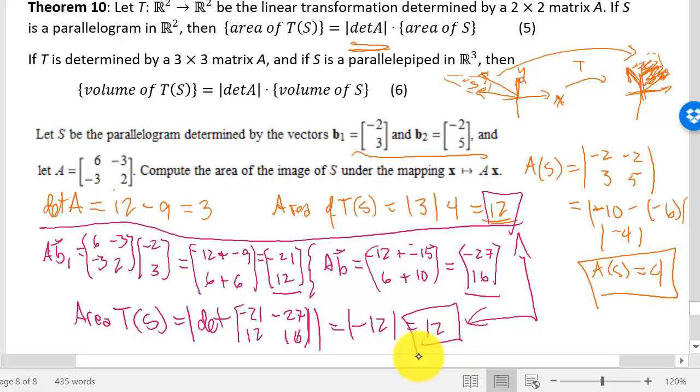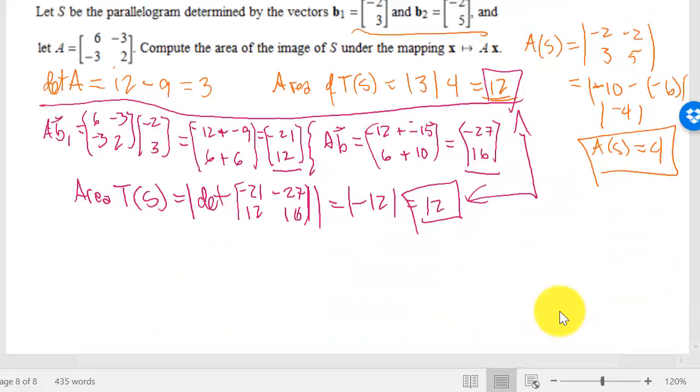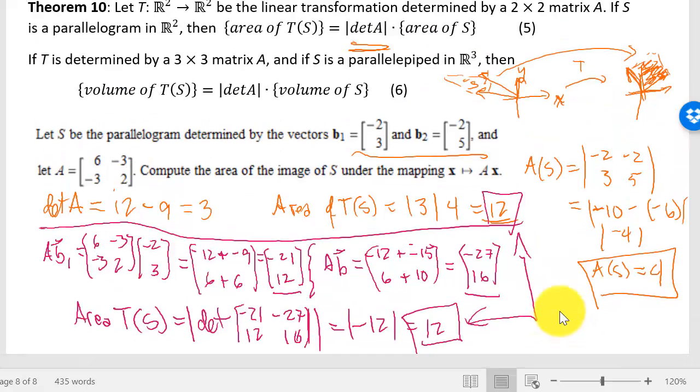It's the theorem that says that the volume or area of an image of a linear transformation is equal to the area of the original vectors times the determinant of the transformation matrix. Okay, so that's the last of the ideas and theorems in section 3.3.